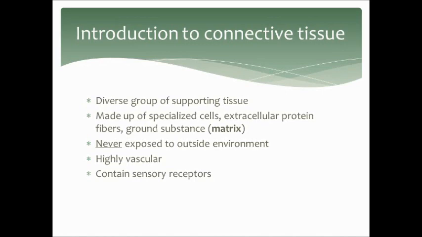Connective tissue is made up of specialized cells. We're going to talk about each of those. It's made up of protein fibers and a ground substance, which is a viscous, jelly-like material known as a matrix. Connective tissue will never be exposed to the outside environment. In normal conditions, it's highly vascular, so there are a lot of blood vessels supplying this tissue, unlike epithelial tissue, which is avascular. And it contains sensory receptors, so we have a lot of sensation being felt through the connective tissue.